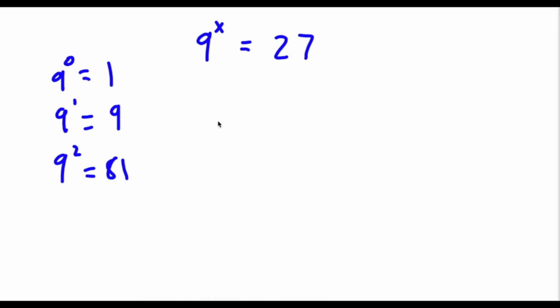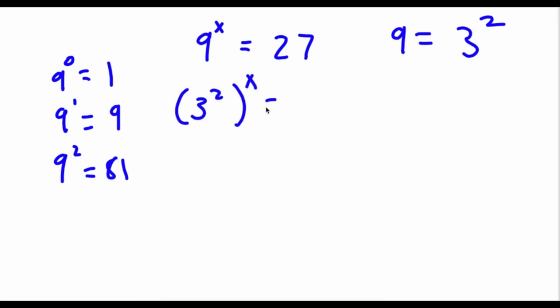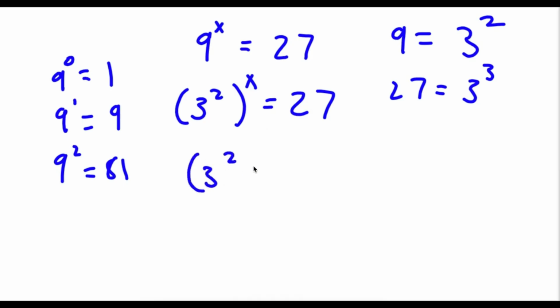Alright, so to solve this, it's actually really simple. 9 is the same thing as 3 to the power of 2. So if I replace 9 with 3 to the power of 2, I get 3 to the power of 2 to the power of x is equal to 27. Now, 27 is equal to 3 to the power of 3. So I'm going to replace 27 with 3 to the power of 3. So now I have 3 to the power of 2 to the power of x is equal to 3 to the power of 3.